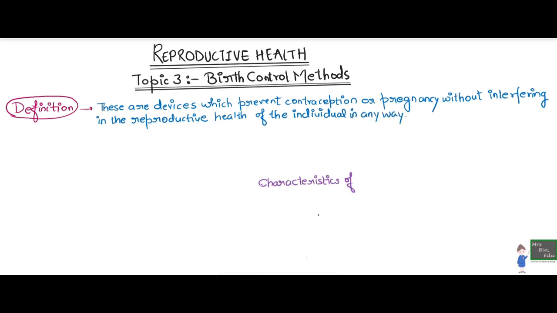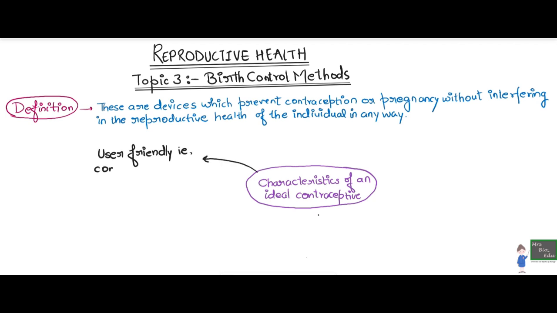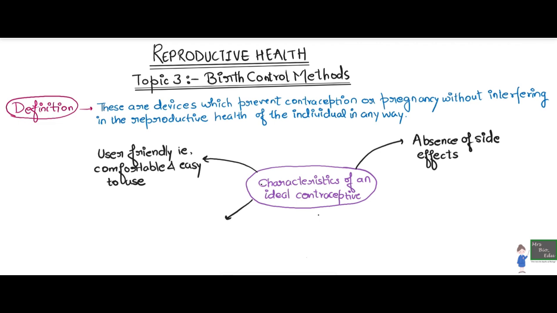What are their characteristics? What should an ideal birth control method look like? Let's take a look at that. It has 4 main characteristics. The very first is that it should be user friendly. Obviously, you cannot use some apparatus which is very complicated and requires a lot of knowledge for use. A lot of people will automatically not use it because it's not easy. Secondly, it should be devoid of any side effect. It should not have any side effect on the body.